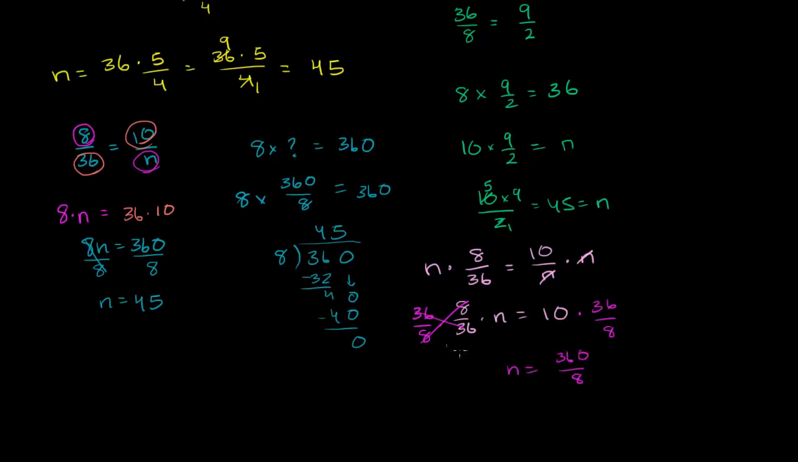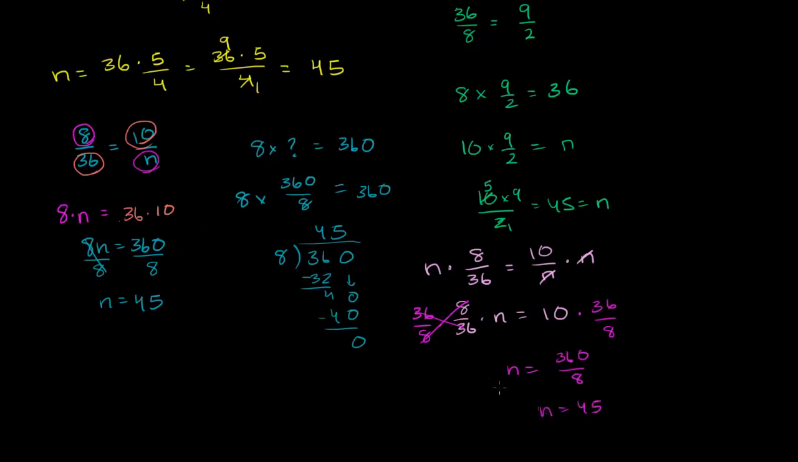And notice we're getting the exact same value that we got with cross multiplying. With cross multiplying, you're actually doing an extra step. You're multiplying both sides by n, so that you get your 8n, and then you're multiplying both sides by 36, so that you get your 36 on both sides, and you get this value here. But at the end, when you simplify it, you'll get the exact same answer.